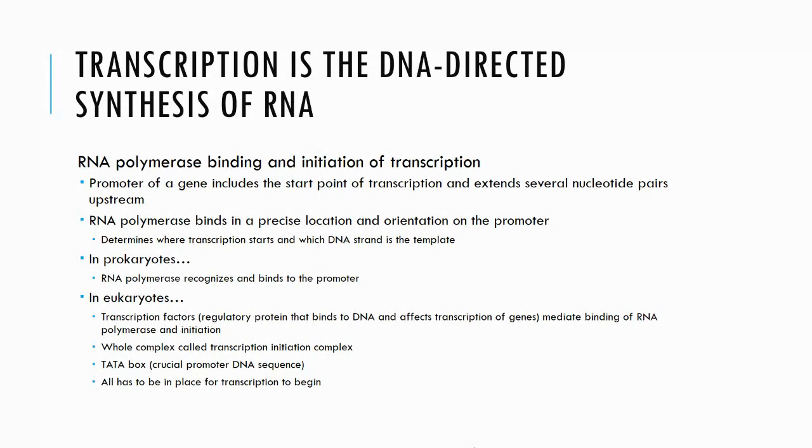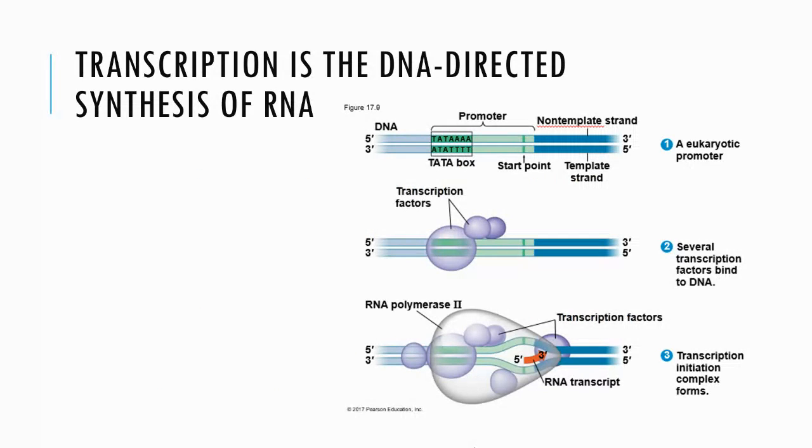The TATA box is a crucial promoter DNA sequence, and all of that has got to be there and in the right place before transcription begins. So here in figure 17.9, this is eukaryotic transcription. There's the TATA box, that's part of the promoter region, and then a little bit downstream is going to be the start point. Then the transcription factors are there, ready to go, and then RNA polymerase can bind and start transcription.